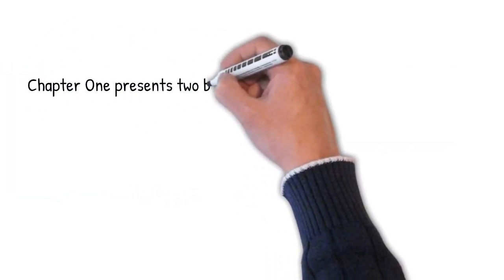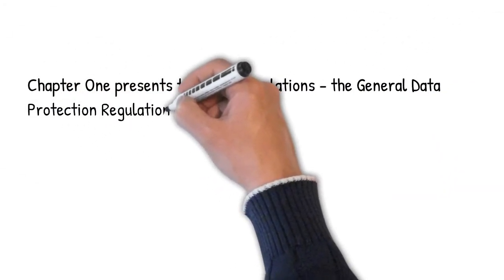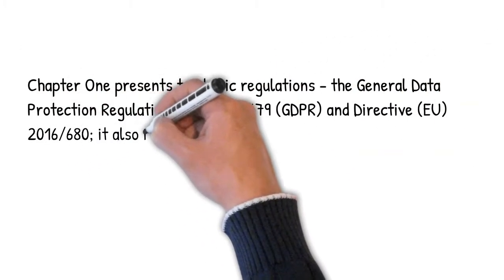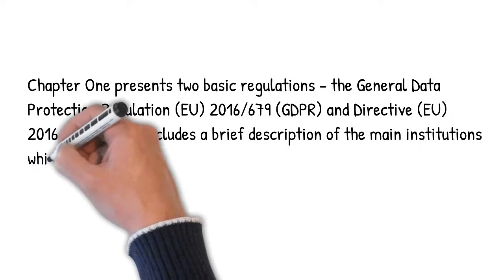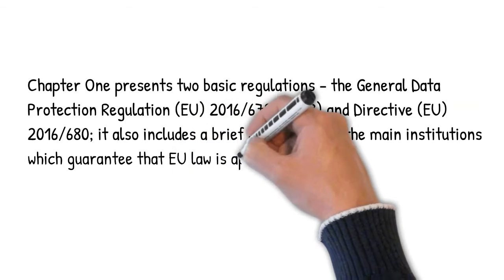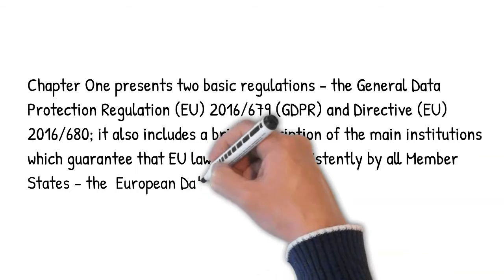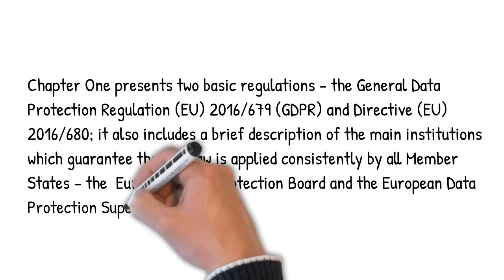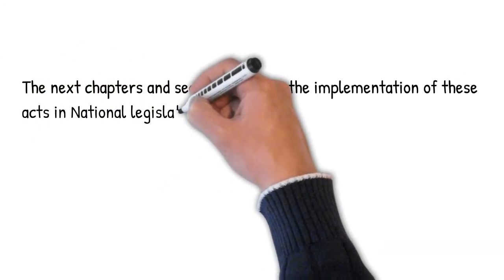Chapter 1 presents two basic regulations, the General Data Protection Regulation, EU 2016/679, GDPR, and Directive, EU 2016/680. It also includes a brief description of the main institutions which guarantee that EU law is applied consistently by all member states, the European Data Protection Board and the European Data Protection Supervisor. The next chapters and sections address the implementation of these acts in national legislation.